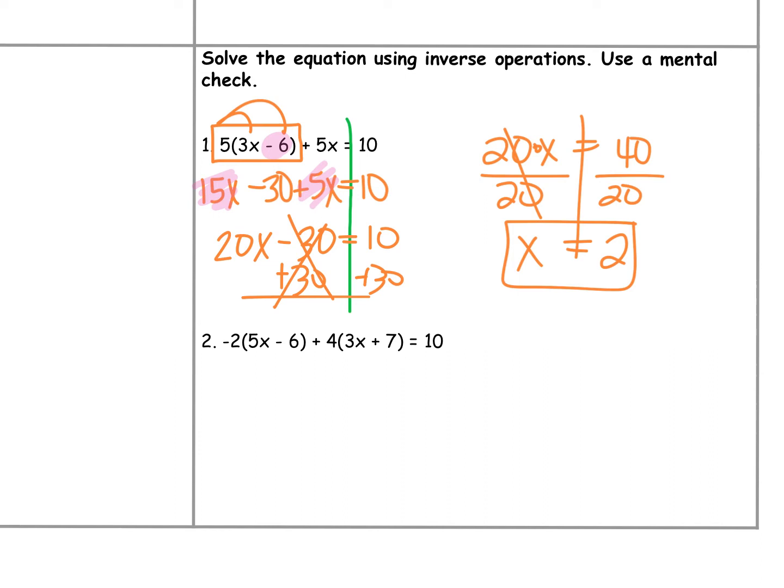The next one, we're going to start it off the same way, draw that line. And we start with distributive property. So I see I'm going to have to distribute here, but I also see I'll have to distribute here. So I have 2 distributive property steps. Go ahead and do those on your own, and then come back and make sure you got all your positives and negatives right with me.